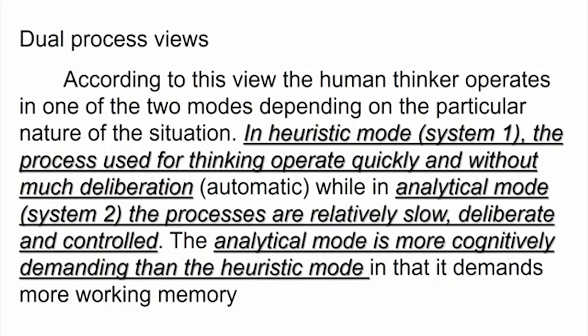In opposition to that, there is an analytical mode of thinking, which is called system 2 thinking, where the processes are relatively slow, deliberate and controlled. So, there is one kind of judgment and reasoning process which is automatic in nature, called system 1, and another kind of thinking, reasoning and decision making process, which is more deliberate. Depending on how much value the decision has to you, you use either the heuristic mode or the analytical mode. The analytical mode is more cognitively demanding than the heuristic mode, since you have to do a number of calculations. So, analytical modes are more demanding, more engaging, and they require a lot of working memory too.